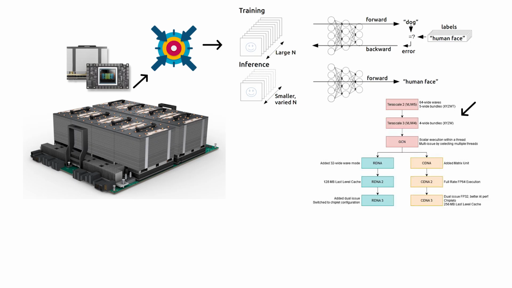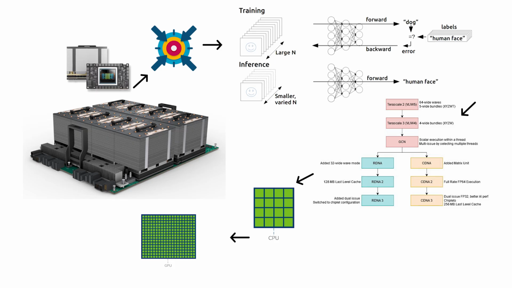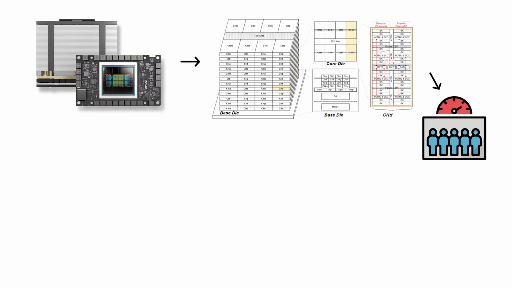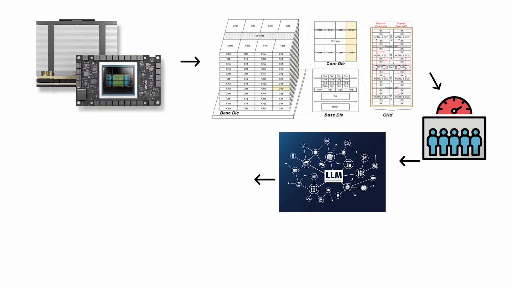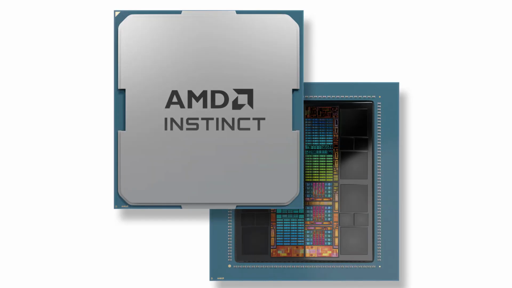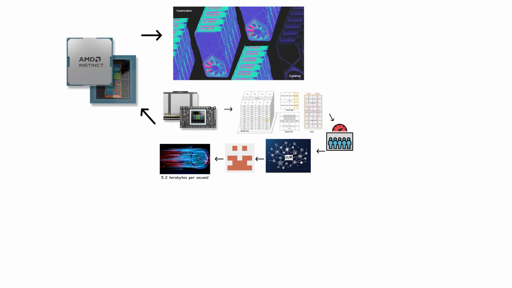It used the same CDNA 3 architecture but omitted the CPU cores to maximize GPU density and memory capacity. The MI300X featured 192 gigabytes of HBM3 memory, a massive capacity aimed directly at large language models that cannot fit on smaller accelerators. Bandwidth was roughly 5.2 terabytes per second, matching the MI300A, but applied entirely to GPU workloads.